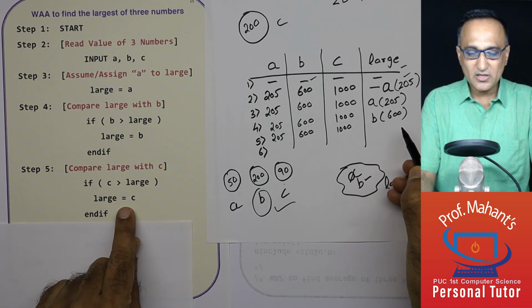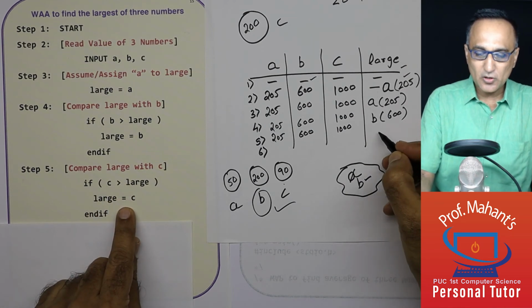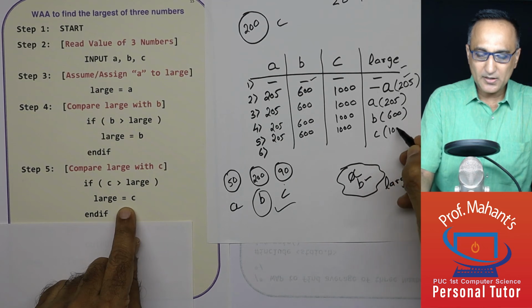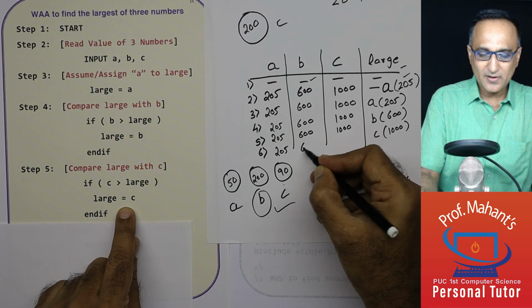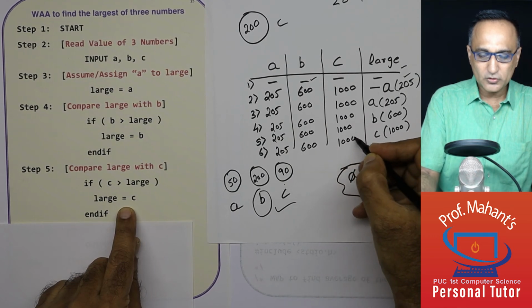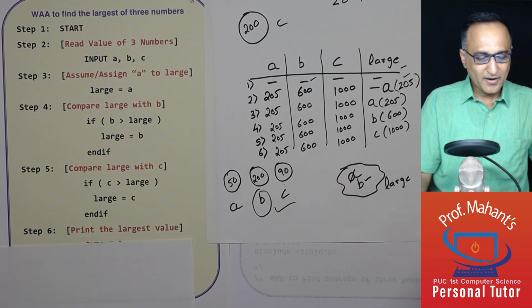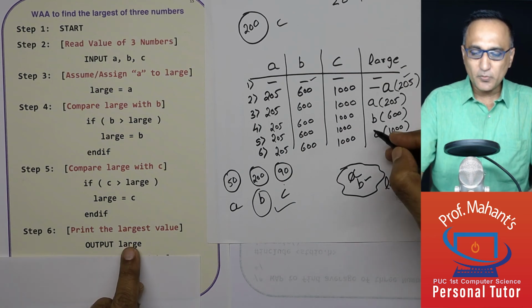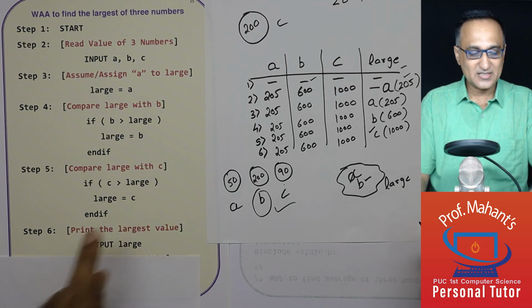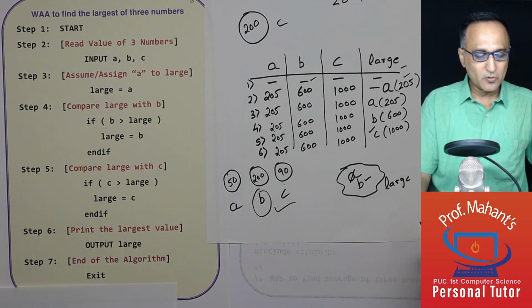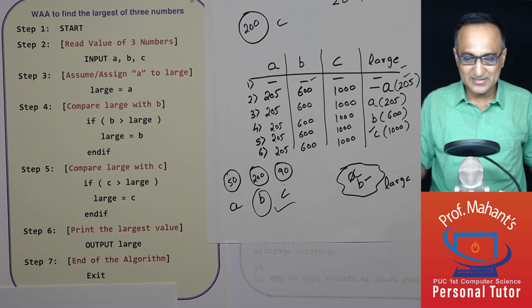So large is given the value of C. So large now becomes C and the value in that is 1000. This is still 205, 600 and 1000. Now if I go ahead and output the value of large, it is going to say C is the largest. And finally, I am going to come to the end of the algorithm and exit.